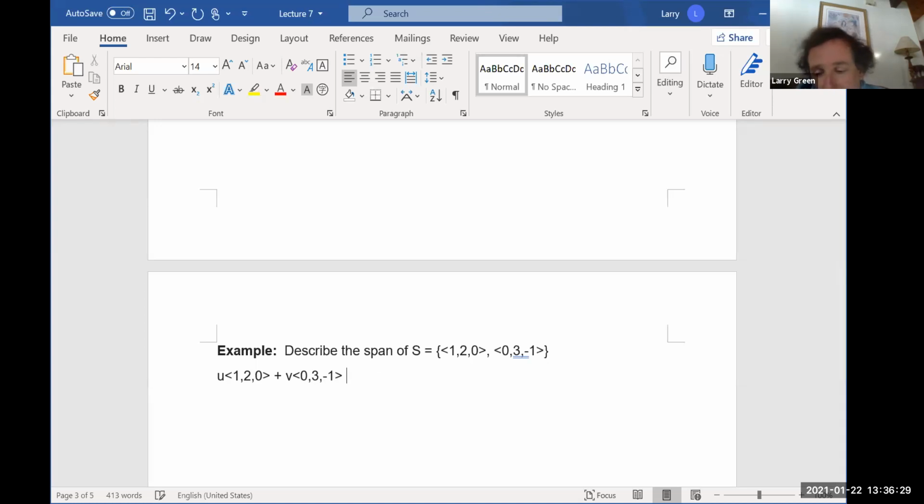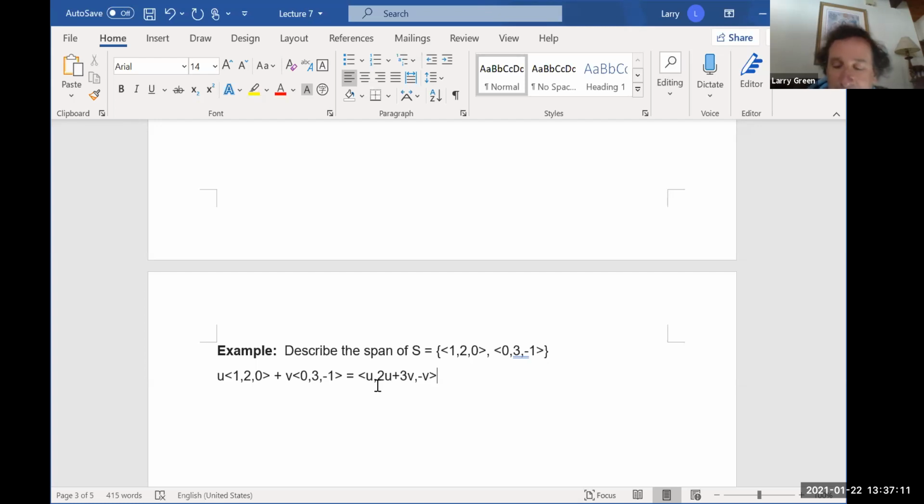Okay, now I can add those up just for fun. And we get U, comma, 2U plus 3V, comma, -V. Any questions on that basic vector arithmetic? Okay, so first thing is that this is the set of all vectors in the span. For any real numbers U and V, any combination of U and V, they're all going to look like that.